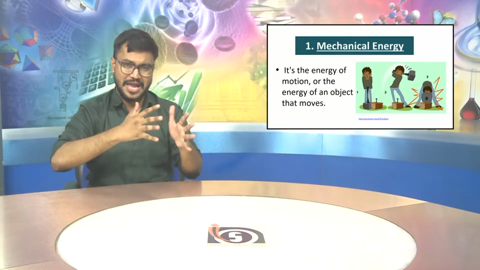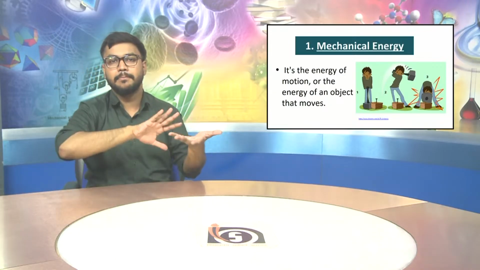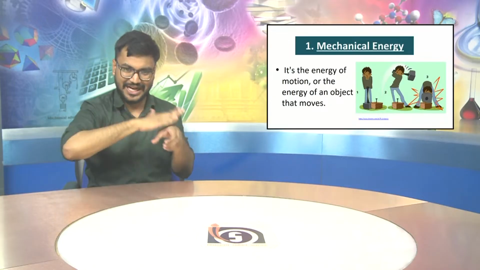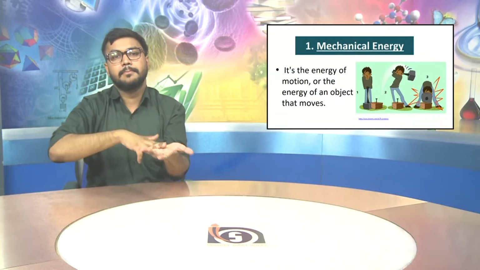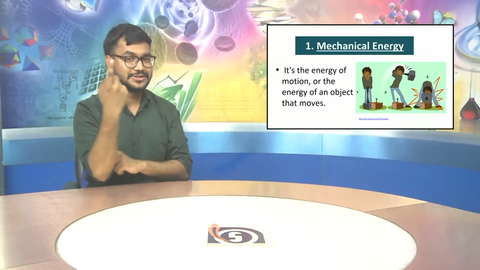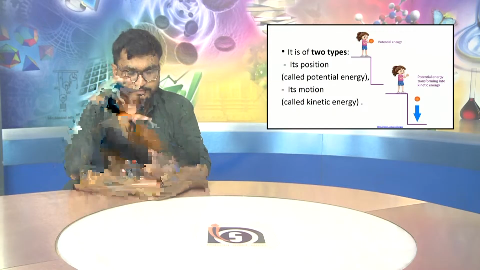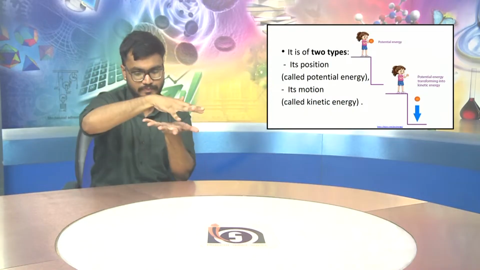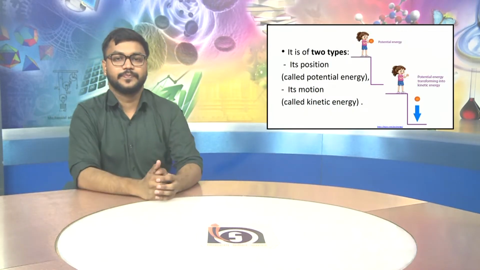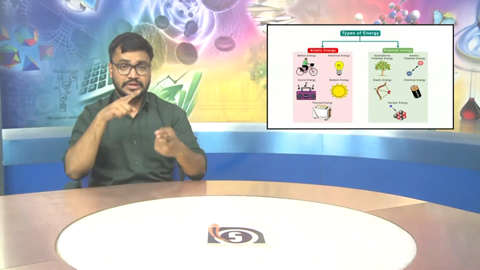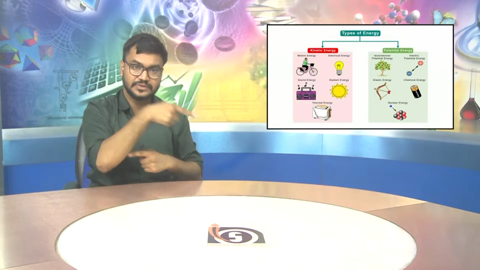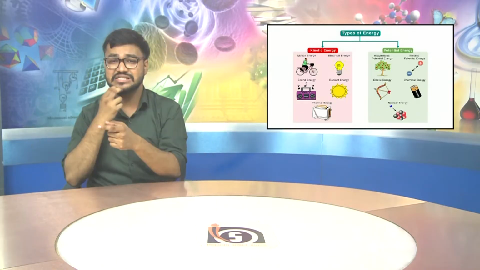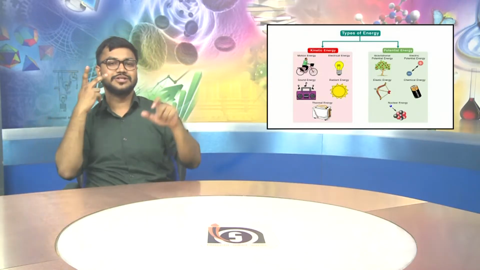So first we will go to the energy of motion or the energy of an object that moves, showing the mechanical energy. It has two types. First is position. Motion, we can call it kinetic energy. So here are some examples which can differentiate the kinetic energy, like paddling the cycle, and many more like sound energy, radiant energy, etc. Let's take a short break.